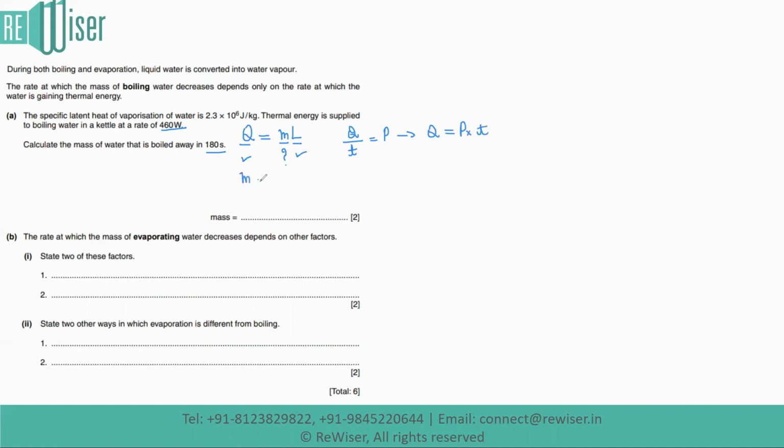So when written in terms of mass, you get mass M is equal to power times time divided by specific latent heat. We can substitute the values as 460 times 180 divided by 2.3 times 10 to the power of 6. Simplifying, we get the answer as approximately 0.036 kilogram.